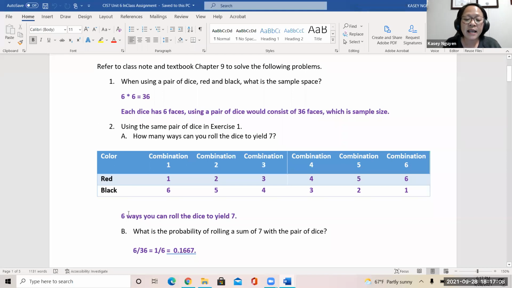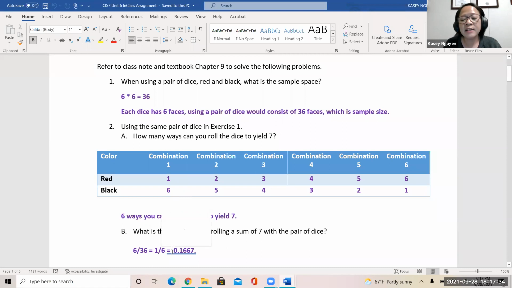So that means that I can take the 6 divided by 36, which is my sample space, which gives me 6/36. You can reduce that down by dividing the top and the bottom by 6, which gives me 1/6 for the tosses. That's going to be a sum of 7.